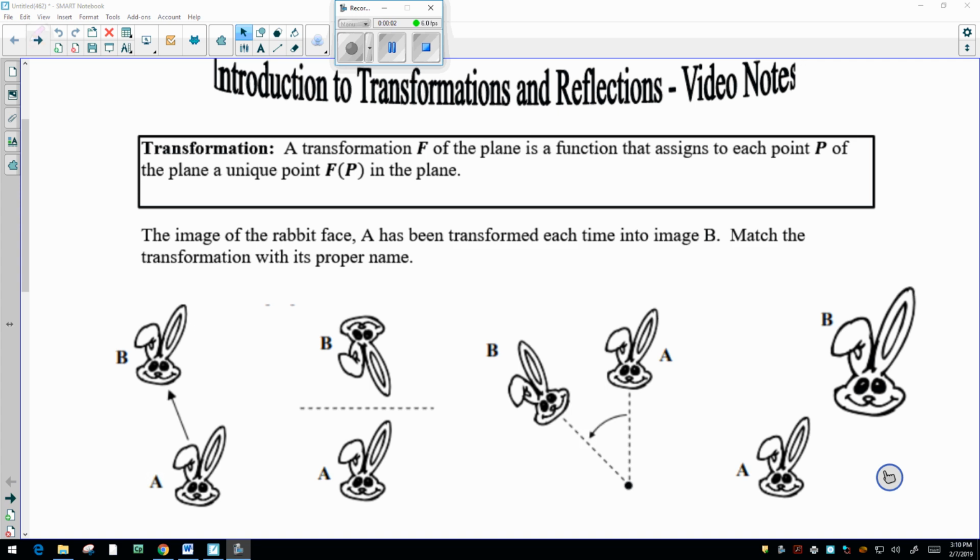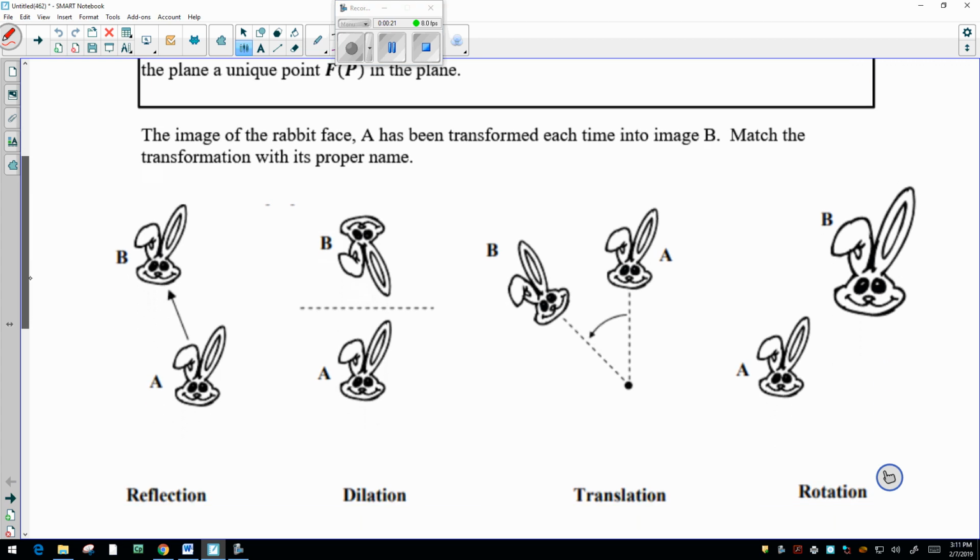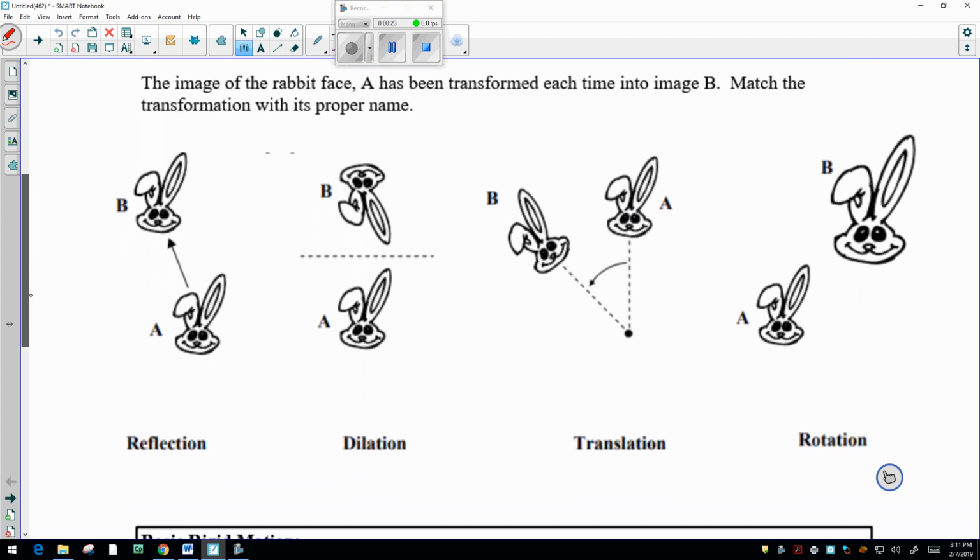So we are going to start with transformations, and specifically today we're going to start to look at reflections and see what each of these transformations do and learn some basic vocab associated with it. So we have 4 pictures that we're going to take a look at. It says the image of the rabbit face has been transformed each time into image B. So we're starting at A, transforms it into B. We're going to match the transformation with its proper name.